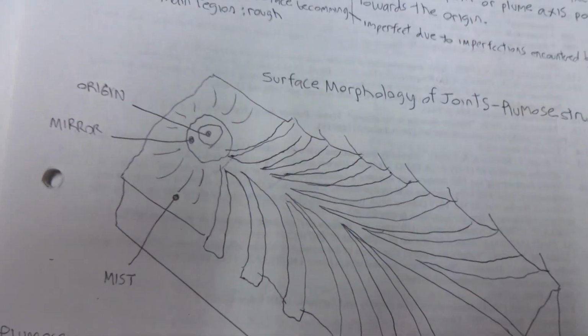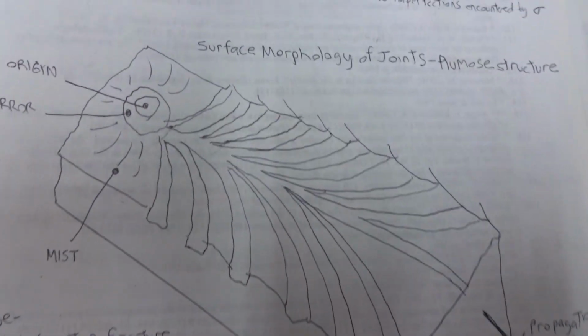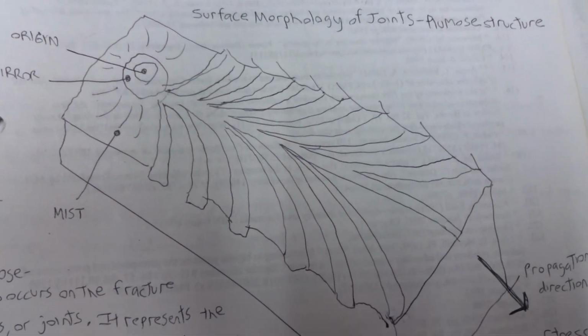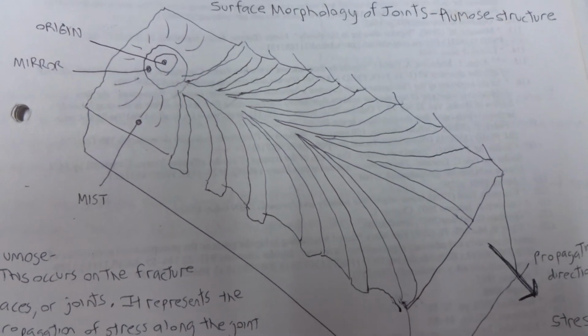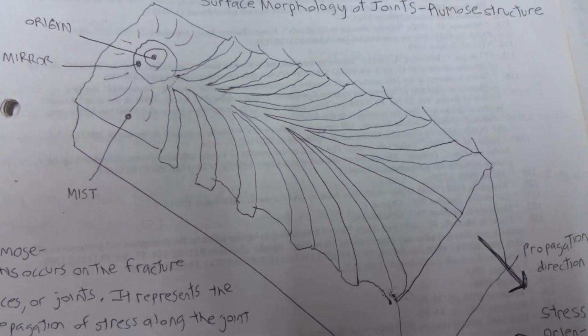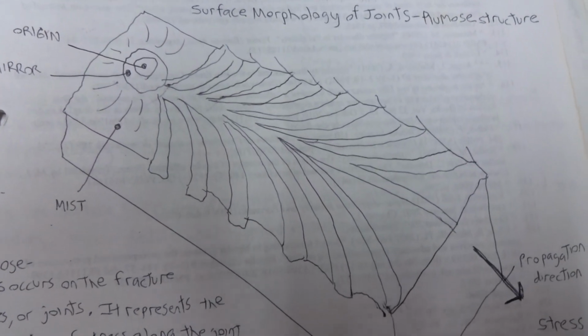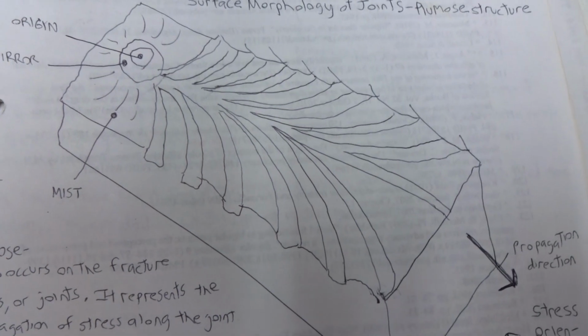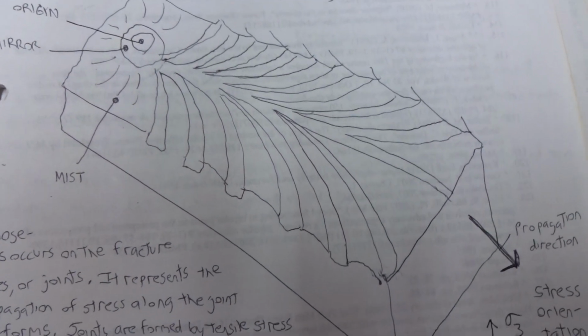The Plumose Structure. This occurs on the fracture faces of joints. It represents the propagation of stress along the joint as it forms. Joints are formed by tensile stress, a mode 1 loading.